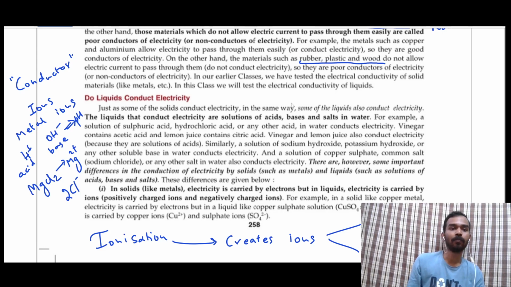Now we are here. We know that if a solution has some kind of ion, the ion could be H plus, which means acid, or OH minus, which means base. You may also have some other metal ion, like in a salt.